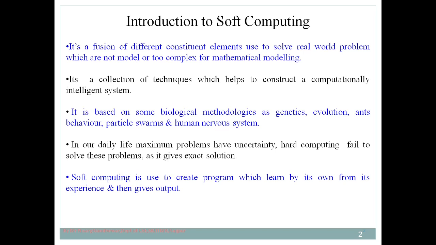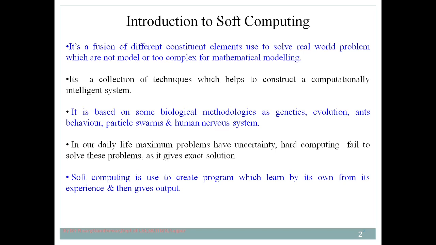Nowadays it is observed that most problems have uncertain answers, meaning they don't have an exact answer. So it is used to solve real world problems which are not modeled or are too complex for mathematical modeling. What is the meaning of this? The problems which you cannot solve by using hard computing, that means by using Boolean logic, you can solve with the help of soft computing.